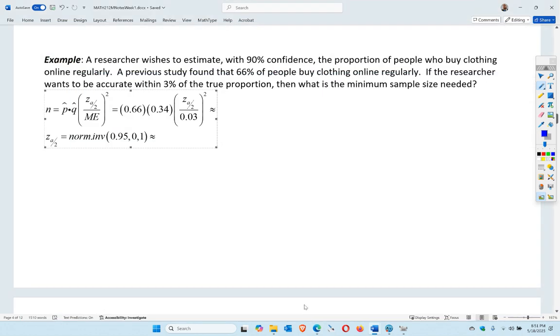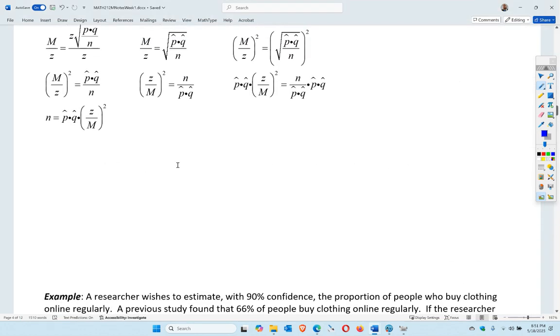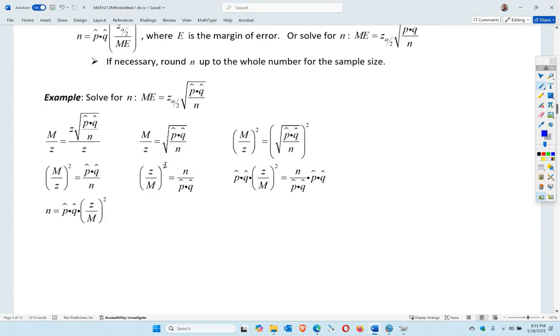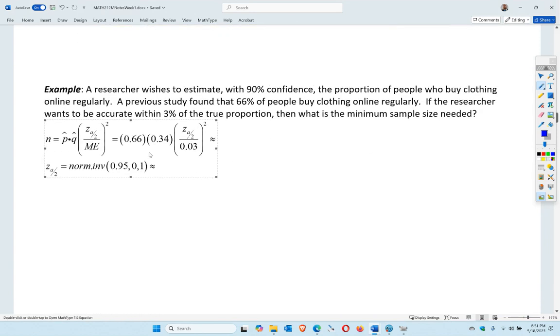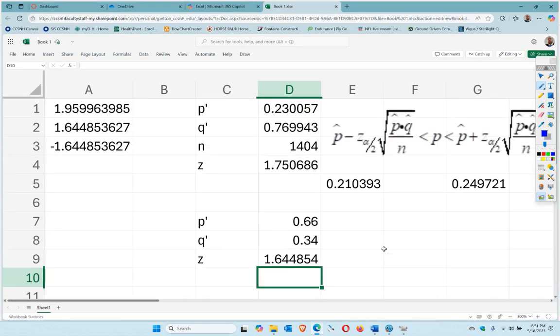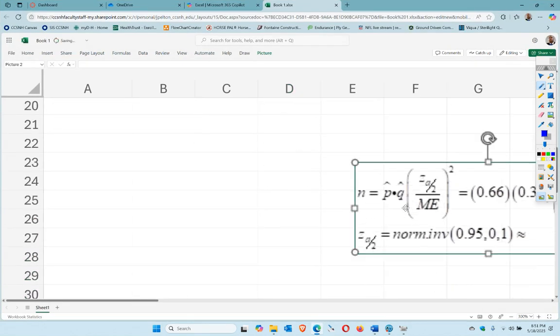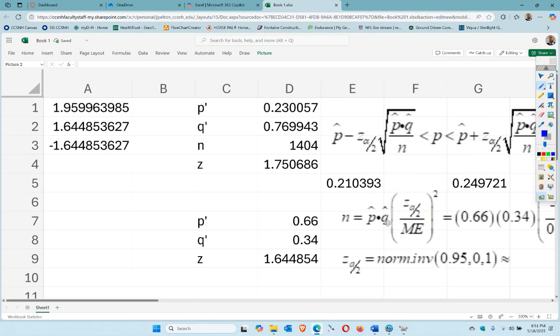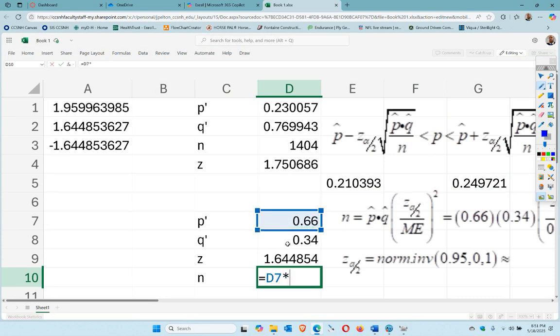And I can copy the formula here too if we want to look at it as we do it. Oh, yeah, I'm just going to copy this. I don't know why that went up there like that. That's interesting. So we'll just put N here. So equals P times Q times parentheses the Z value divided by, I believe it was 3%, correct? Yep, 3%. And then we're going to square it.